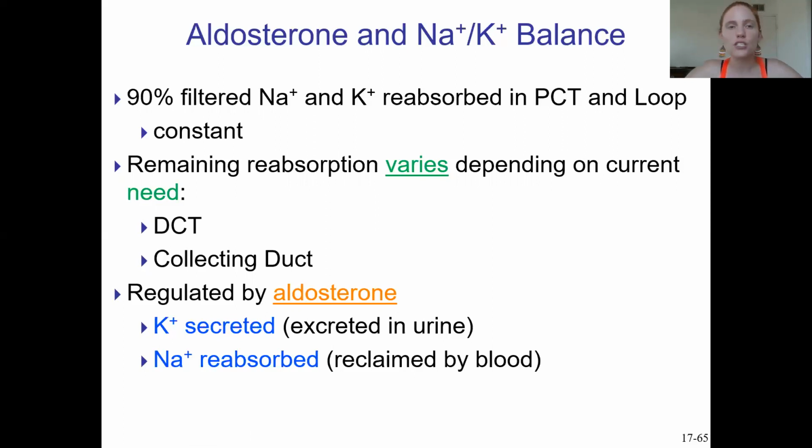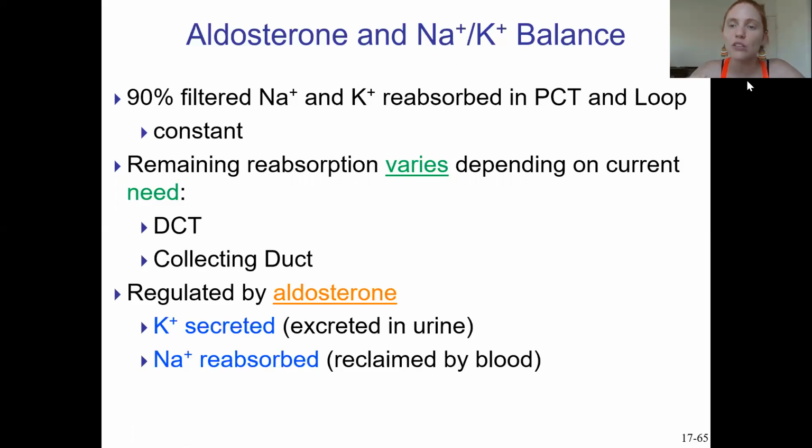The way that it works is it regulates the amount of additional salt that you need. You're going to have a fairly consistent level of salt reabsorbed in the proximal convoluted tubule and the loop of Henle. It's constant and regular, so you always get that much salt. About 90% of the salt will come back. But in the distal convoluted tubule and the collecting duct, those last two segments of the tubule, you get to vary how much additional salt comes back in, and how much additional salt you reabsorb depends upon the current need in the body.